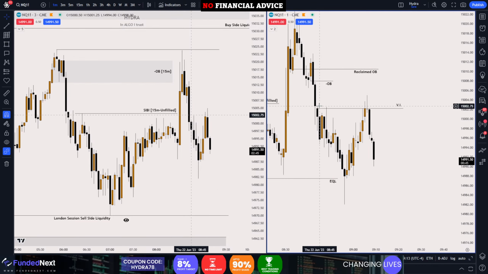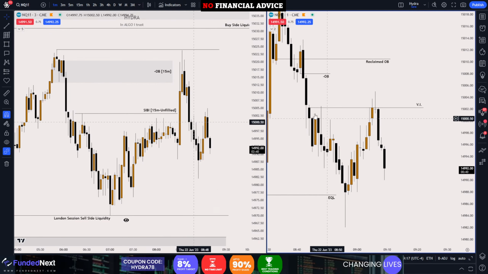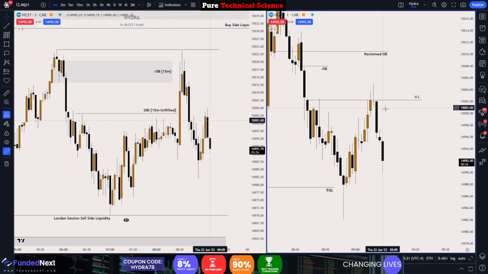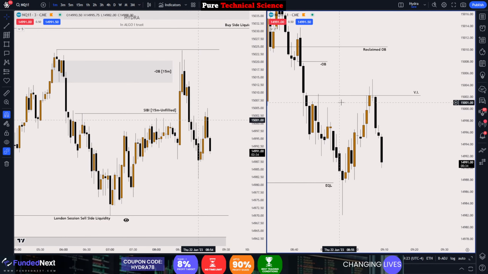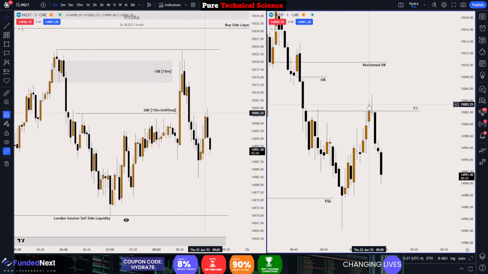So price respected this small little separation here, which is the volume imbalance, right? Do you guys see it? Price respected it beautifully. Look at that. Look at the candle's body. Okay, you may not be able to push the button here. You don't need to. You wait to see where price is closing its candle's body.